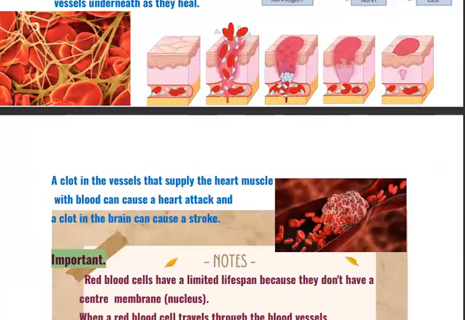A clot in the vessels that supply the heart muscle with blood can cause a heart attack, and a clot in the brain can cause a stroke.